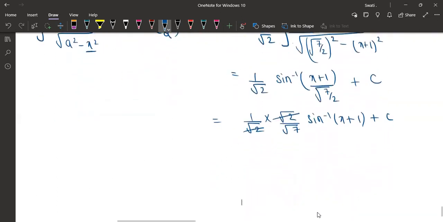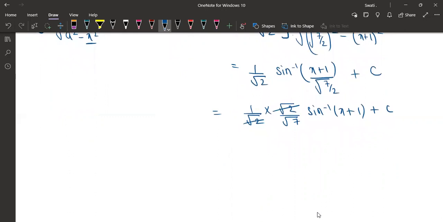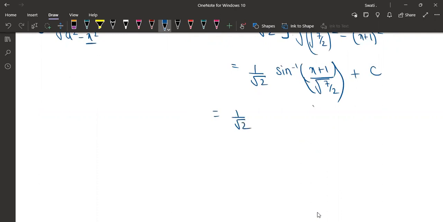The final answer that we are getting here is, okay, one mistake. There is one mistake I have made. This root 7 by 2 is with the sine inverse only, right? So I cannot write that outside. Yeah, that was a mistake. And this is 1 upon root 2. If you want, you can simplify this, so it will become sine inverse inside the bracket only. We cannot cancel that root 2 and this root 2. Okay, so this will become root 2 over root 7, and then x plus 1, plus c.